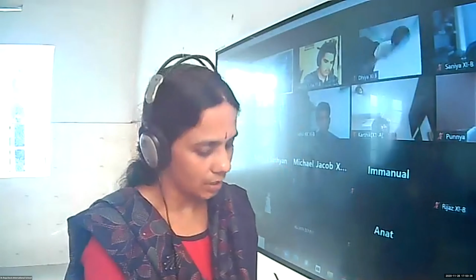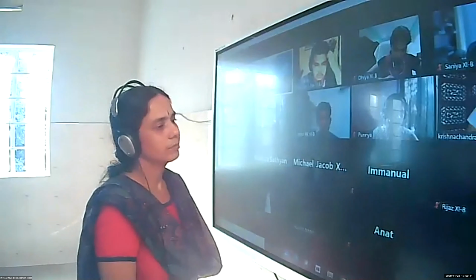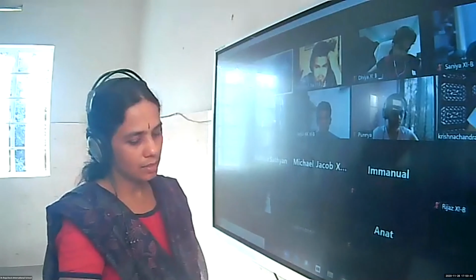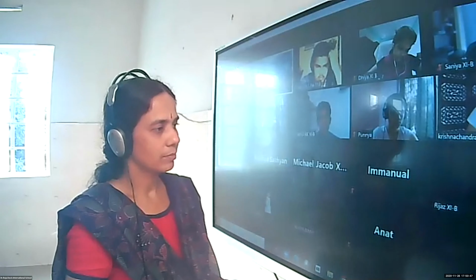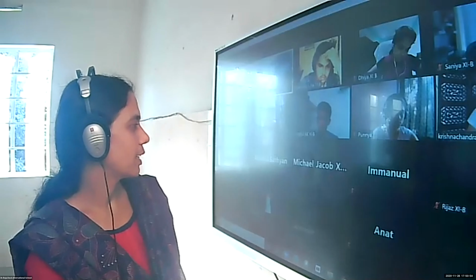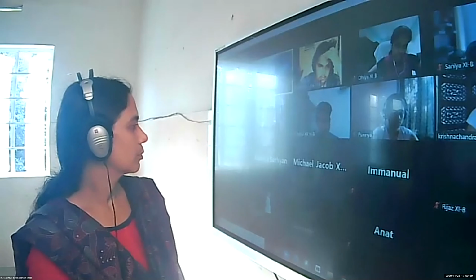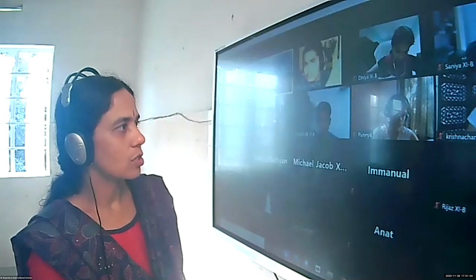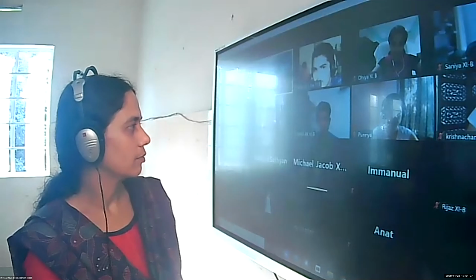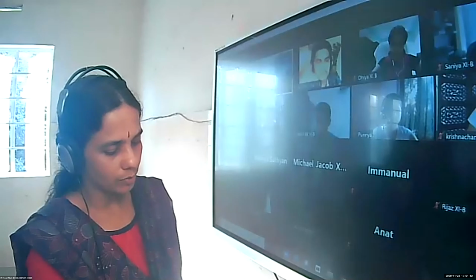Is it true, Rijas? Yes. A is equal to B dash. Then fourth subdivision. A and C are mutually exclusive. Michael? No. Mutually exclusive means intersection is not there. Intersection is empty. If they are disjoint only, we call it mutually exclusive.